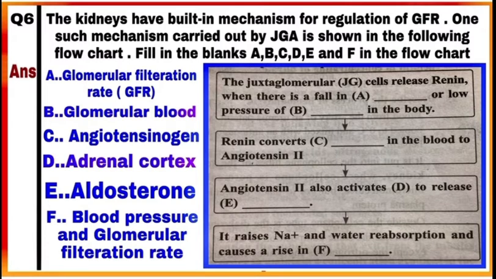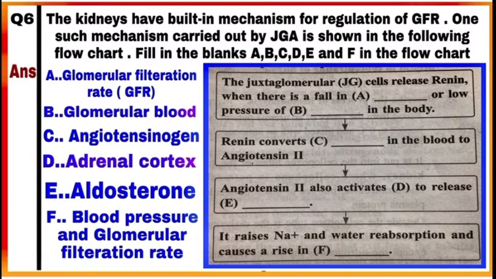The juxtaglomerular cells release renin when there is a fall in A, which is glomerular filtration rate or GFR, or low pressure of B, glomerular blood in the body. Next column. Renin converts C, which is angiotensinogen in the blood, to angiotensin 2.